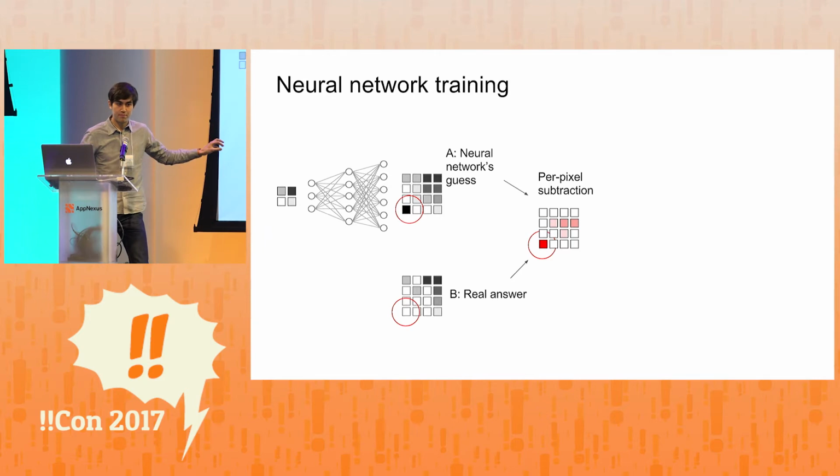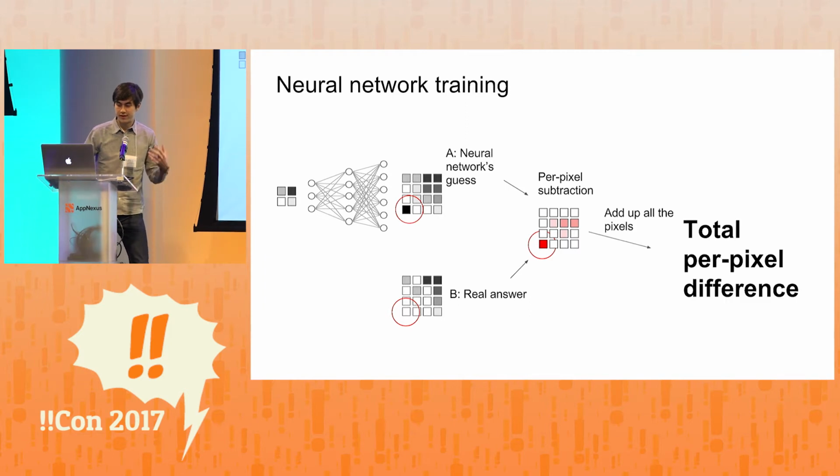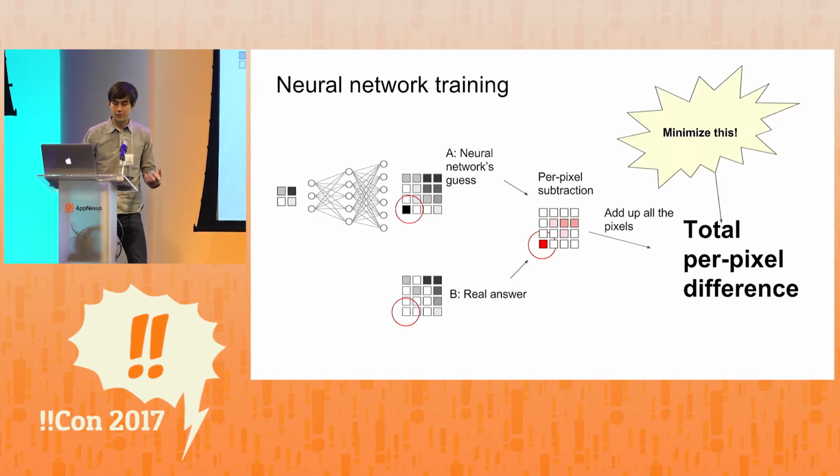So it was way off on that pixel. So we kind of want to tell it, hey, you should fix that next time. And if we take the total per pixel difference for the entire image, that gives us what's called our loss function, which is basically just what we're going to tell the neural network to try to minimize as we train it. Which makes sense, right?